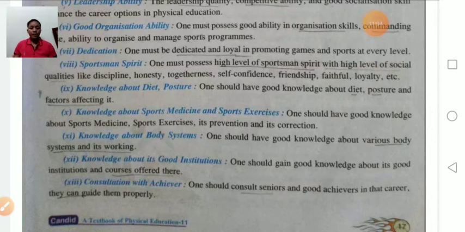Consultation with achievers. You should consult the seniors and good achievers in that career so that they can guide you properly. These are the skills required for a career in physical education. If you want to choose physical education as a career, you should have the following skills. First, you should have interest.